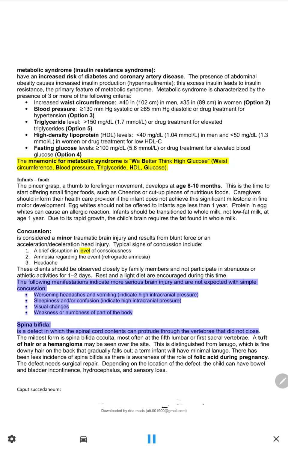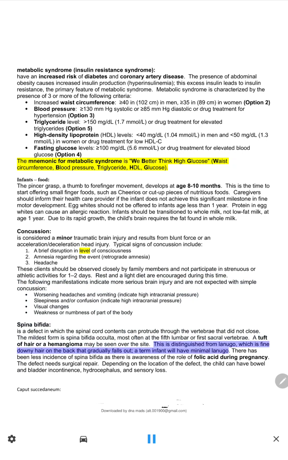Spina bifida is a defect in which the spinal cord contents can protrude through the vertebrae that did not close. The mildest form is spina bifida occulta, most often at the 5th lumbar or 1st sacral vertebrae. A tuft of hair or a hemangioma may be seen over the site.